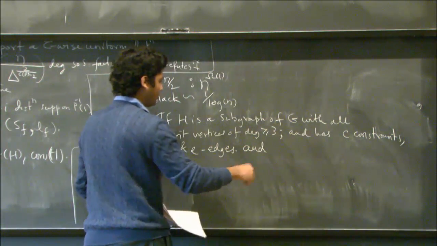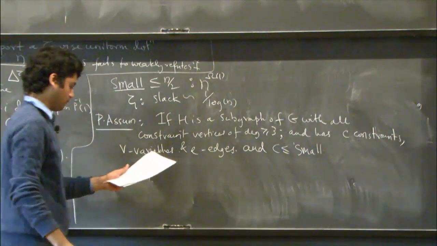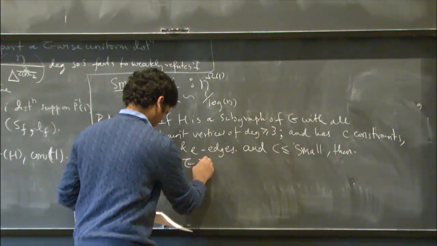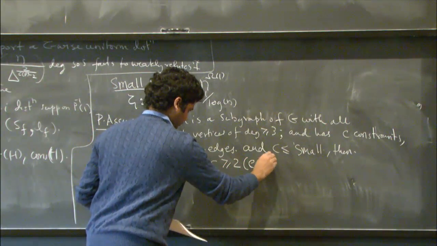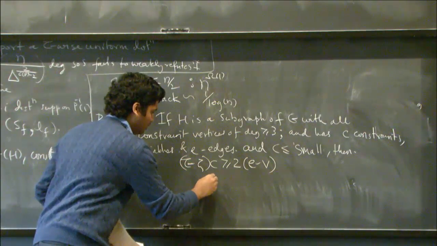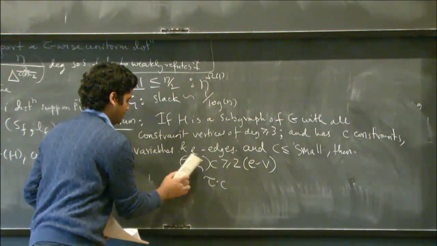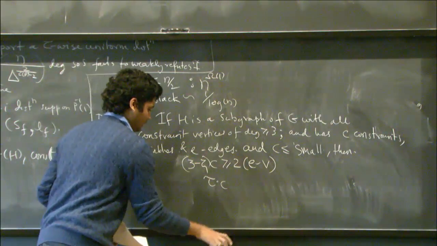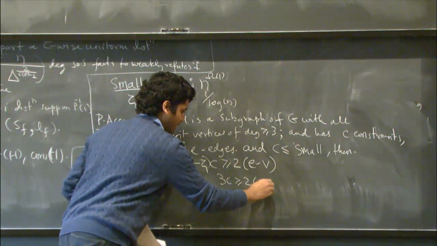And the number of constraints is small, so it's a small subgraph. Then, roughly you should think of it as saying that tau times C. There is no tau, so let me just use concrete things here. So this is roughly 3C is at least 2 times E minus V.